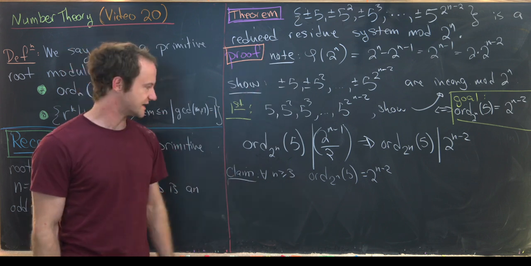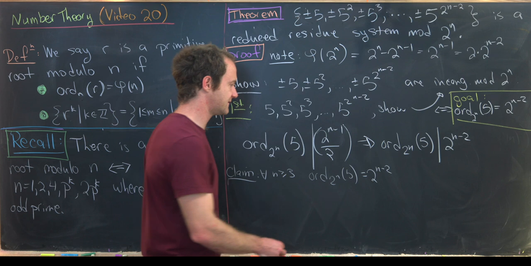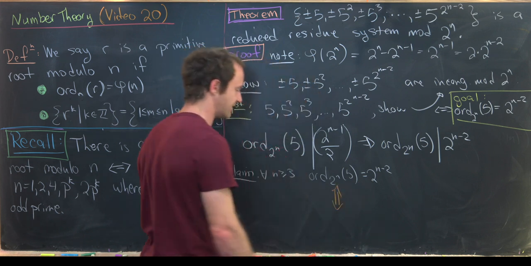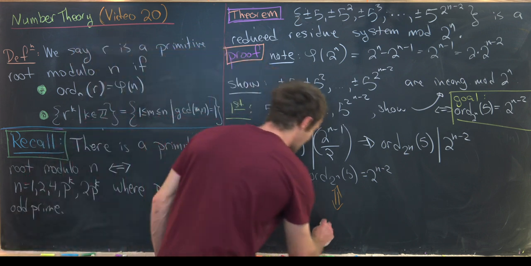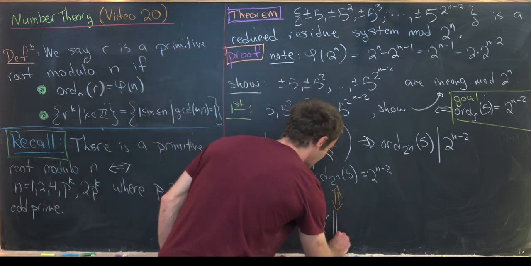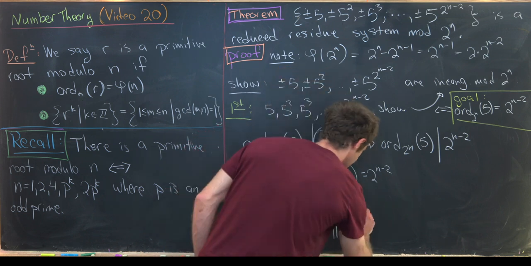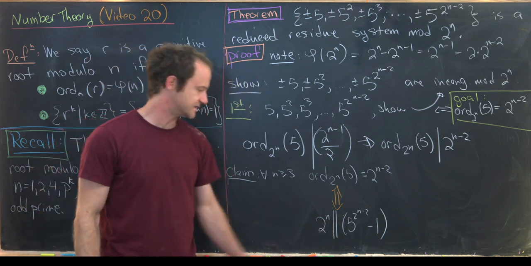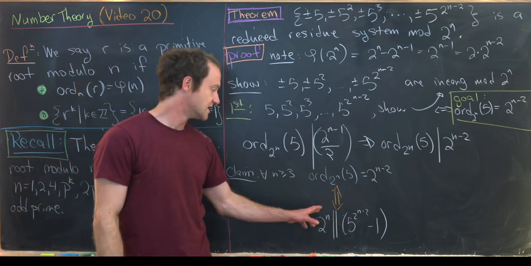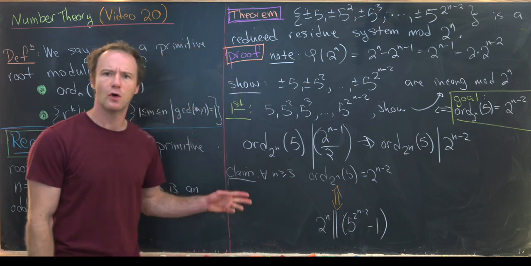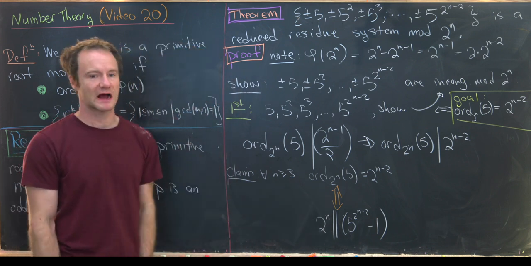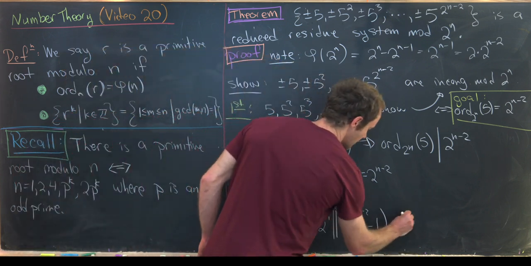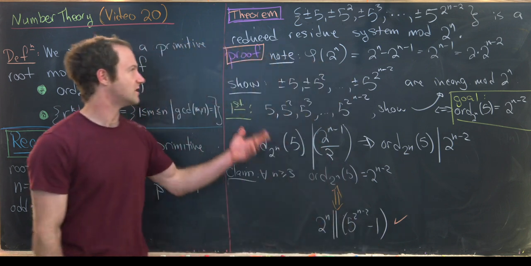But now let's notice that the order mod 2 to the n of 5 is equal to 2 to the n minus 2 if and only if we have the following divisibility property, and that is 2 to the n divides perfectly in 5 to the 2 to the n minus 2 minus 1. Remember, we can use this double divisibility sign to say that 2 to the n divides into this, but no larger powers of 2 will divide into this. And so this is actually what we'll show by induction, and we'll do that maybe on the next board.